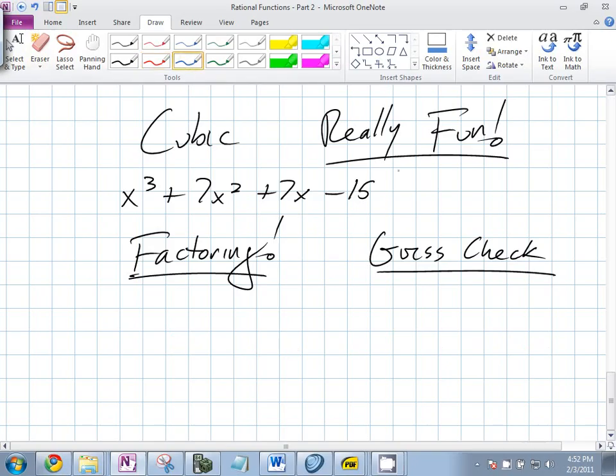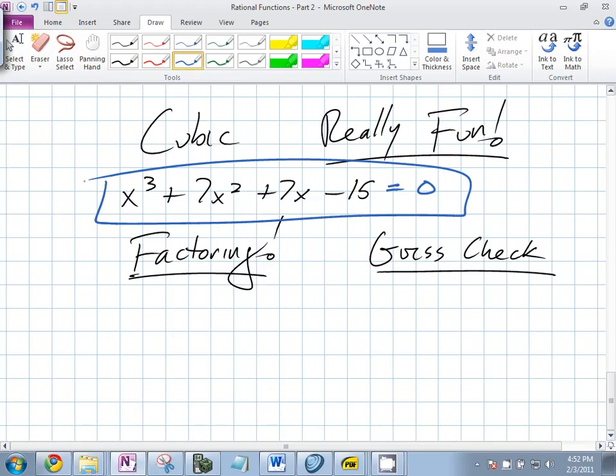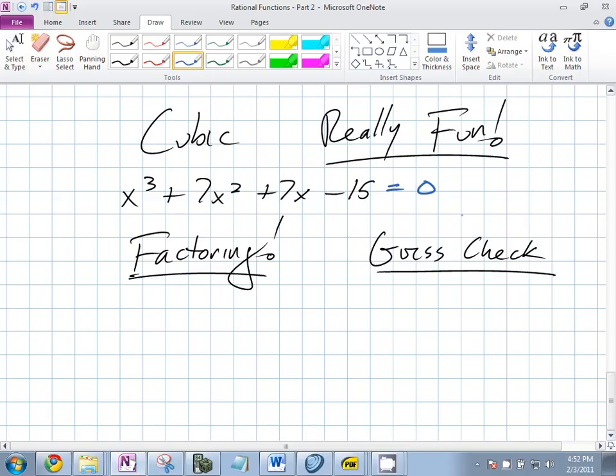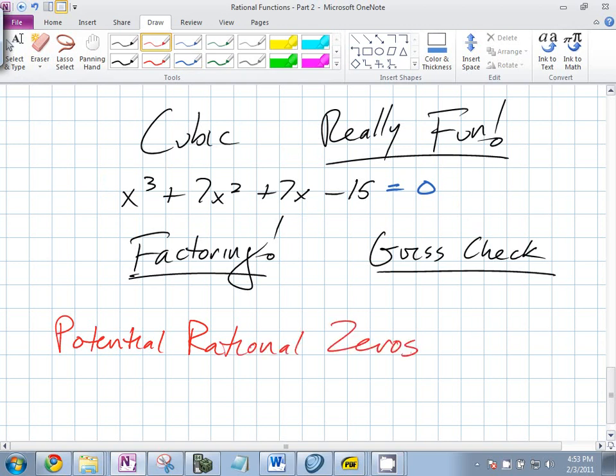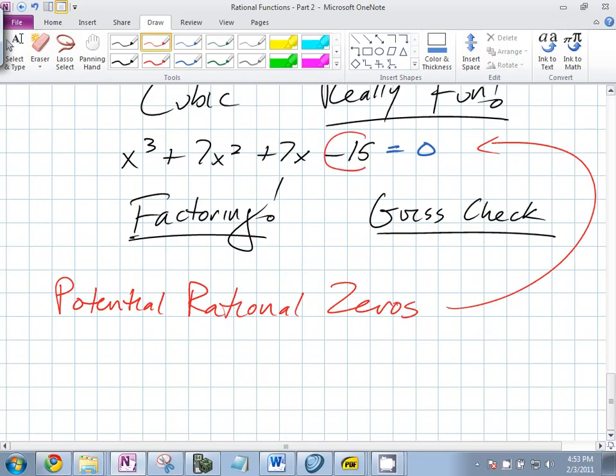We don't know, if we set this equal to 0, what the zeros are. And you can't just start testing without a certain guess, without a certain set. If you just start guessing without any sort of prior knowledge, you don't know where to start. You don't know what to test. There's an infinite number of things you could test, so you can't really go anywhere. There is a way to generate a list of potential rational zeros. These are numbers that could potentially solve that equation. You generate them by looking at the last term and the leading coefficient.